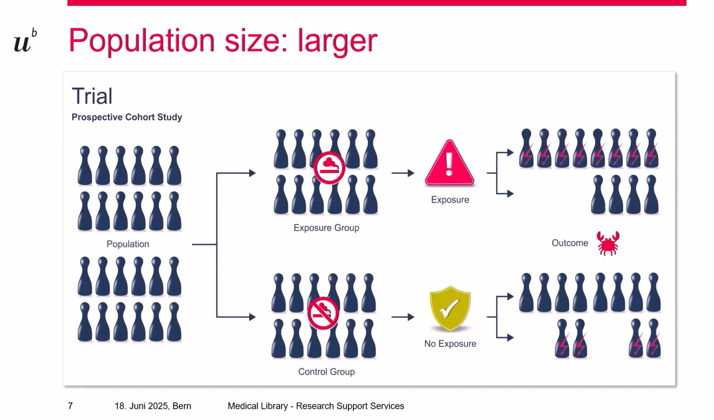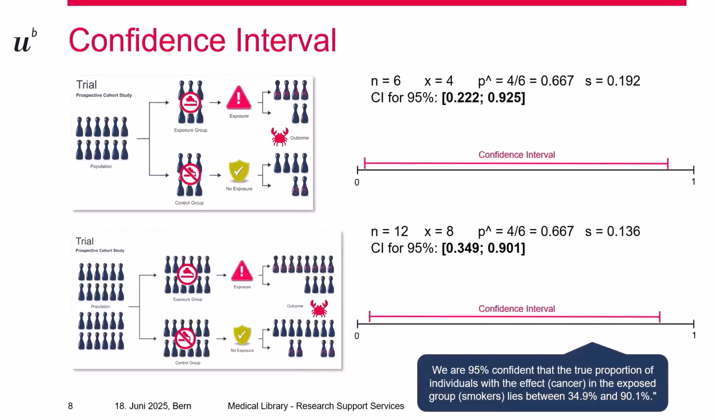And this is where the confidence interval comes in. It represents the probability that the true effect of smoking in the whole population, so if all smokers all over the world were studied, lies within this specified range. In general, the larger the population we study, the narrower the confidence interval becomes. This means that the estimate of the effect is more precise.